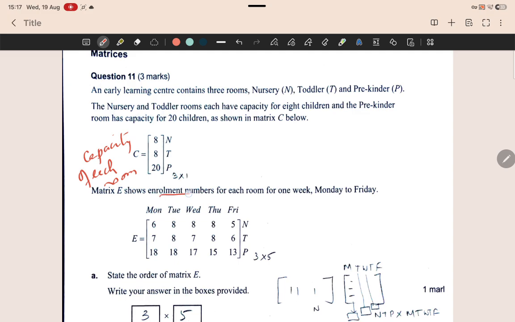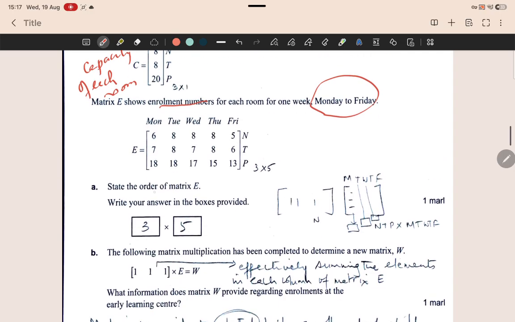Matrix E shows the enrollment numbers from Monday to Friday. The first question is, state the order of the matrix E. So there's 1, 2, 3 rows by 5 columns: 1, 2, 3, 4, 5. And so you write that in the boxes: 3 by 5.